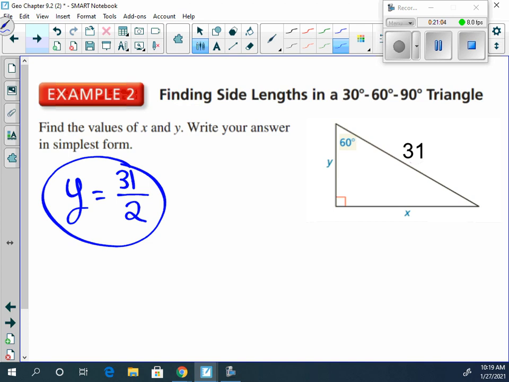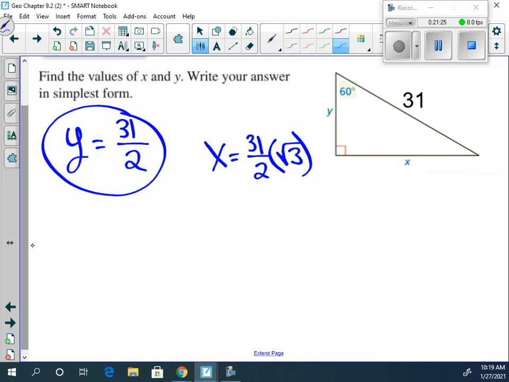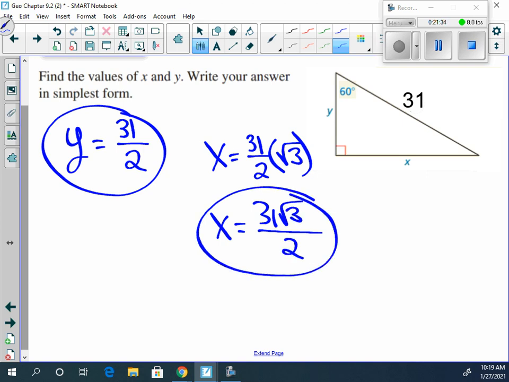So since I know that, to get the side opposite 60, I'm going to take the shortest side length and multiply it by the square root of 3, I'm going to leave it as a fraction because it's going to be easier to work with. Now, if we multiply 31 over 2 by the square root of 3, we get what? 31 square root of 3 over 2. The square root goes on top. It's always going to go on top.